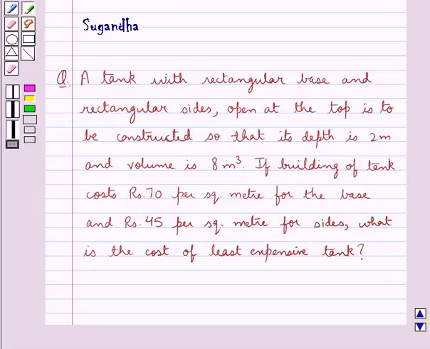In this session, we discuss the following question, which says, a tank with rectangular base and rectangular sides open at the top is to be constructed so that its depth is 2 meters and volume is 8 meter cube. If building of tank costs rupees 70 per square meter for the base and rupees 45 per square meter for sides, what is the cost of least expensive tank?